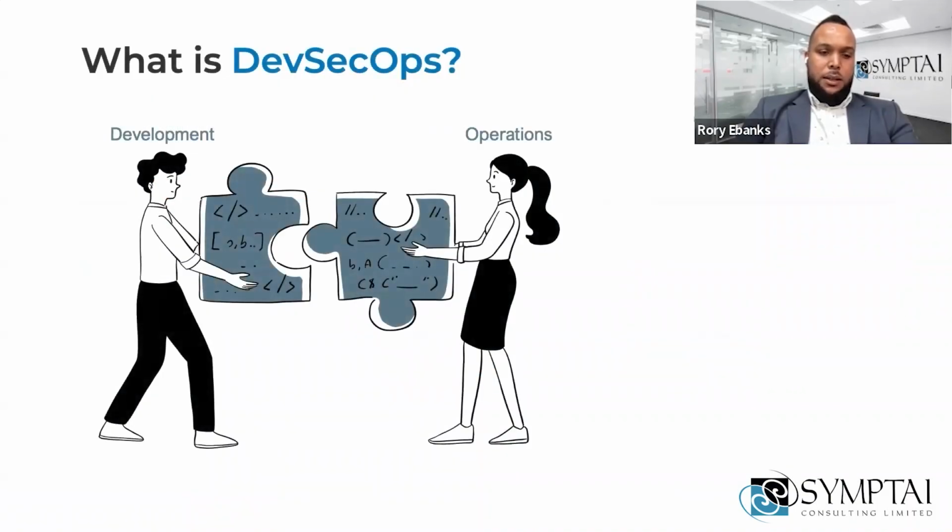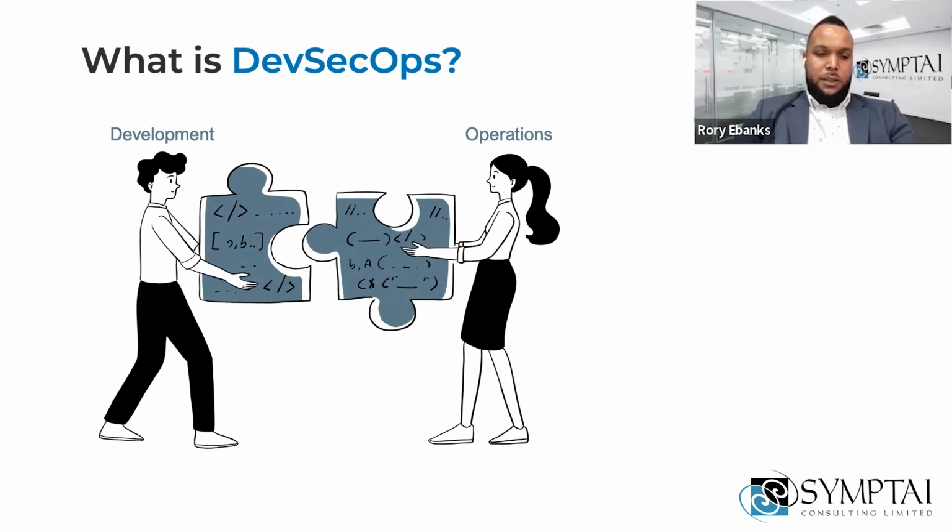So before we start building or architecting any solution, and before we write any line of code to deploy any technology that supports your business strategy, you should have already considered security. And that is one of the principles of DevSecOps.